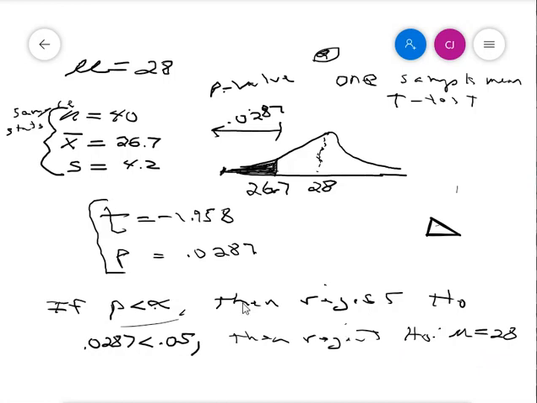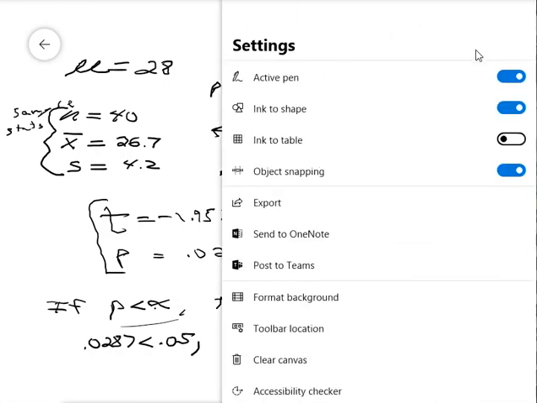Okay, so we are going to figure out how to clear this thing. And again, I didn't talk about types of tests. We're just going to do 2 problems on this video. And I'm going to keep working and we'll get some more up there. Let me just see. Settings, clear canvas. Great. Okay, so we're going to do another problem, as soon as I get that.